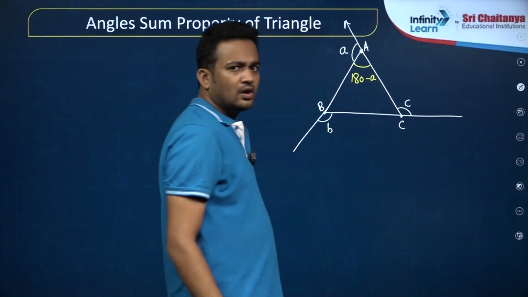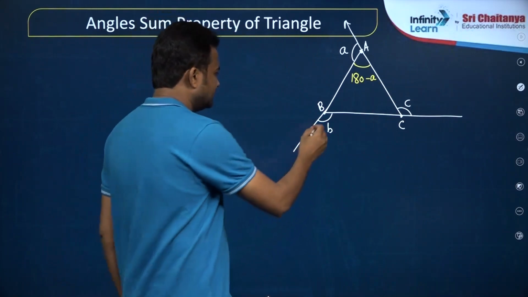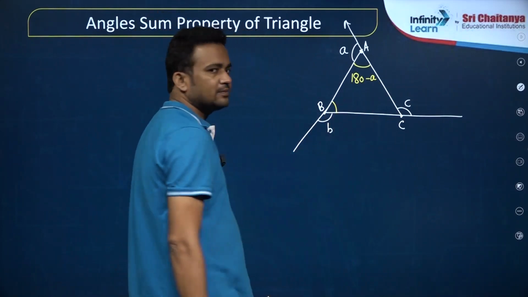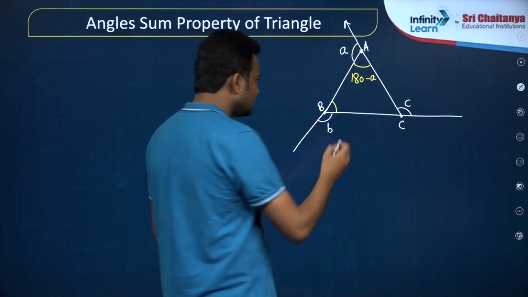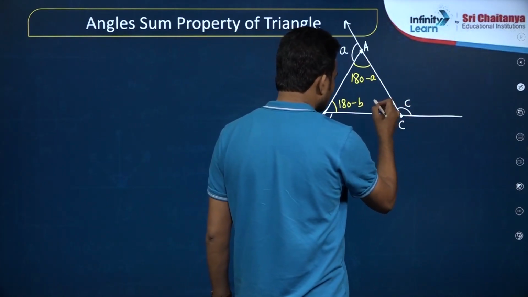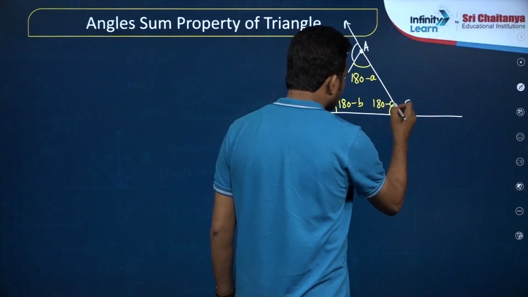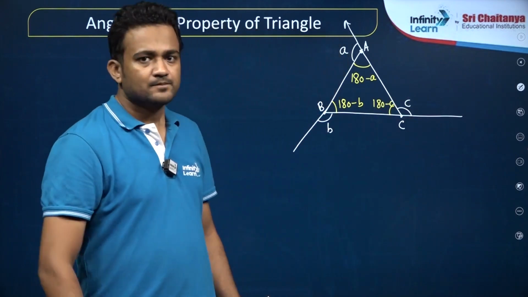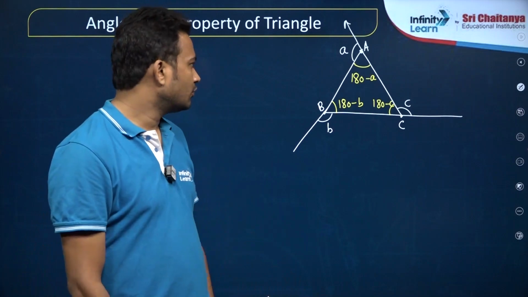Very good. Now, what about this part? If this is B, what will be the measurement of this angle? 180 minus B. And similarly, this will be 180 minus C. Right? Okay.